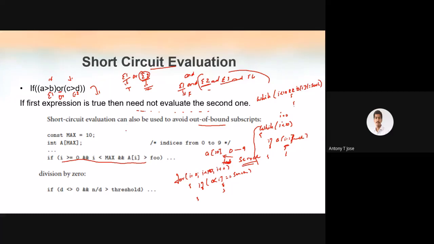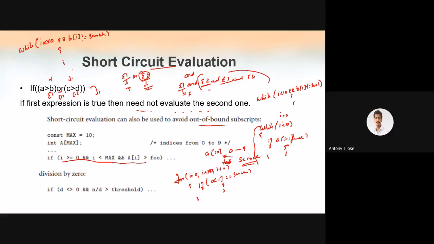Okay. Only if it is a short circuit evaluation, I can write like this. So the statement is like while I less than 10 and A of I not equal to such. So I am writing all this together.